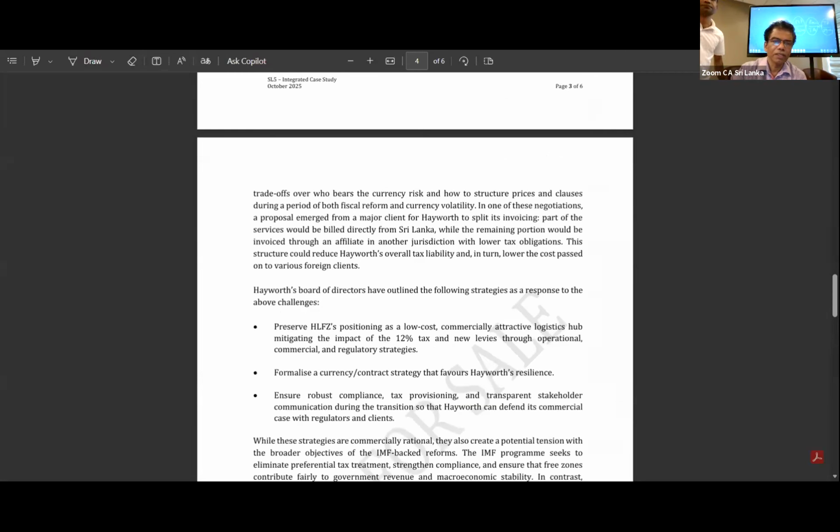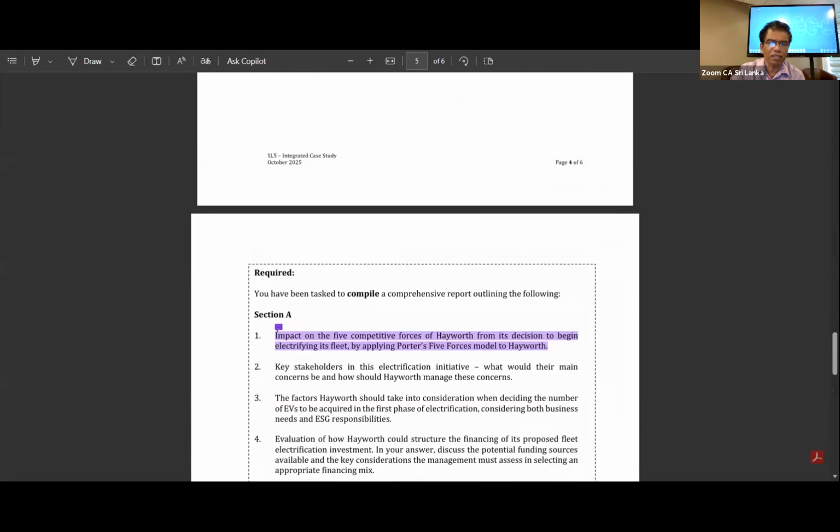Okay. So when you read this question, one student raised it. "You have been asked to compile the comprehensive report outlining the following." So the examiner hinted here that you have to write this requirement according to report writing, not just in point form like that. They want a comprehensive report. When it is a comprehensive report, you have to include these contents, right?